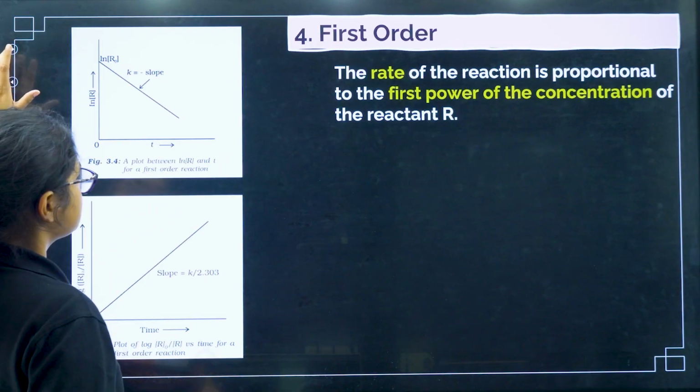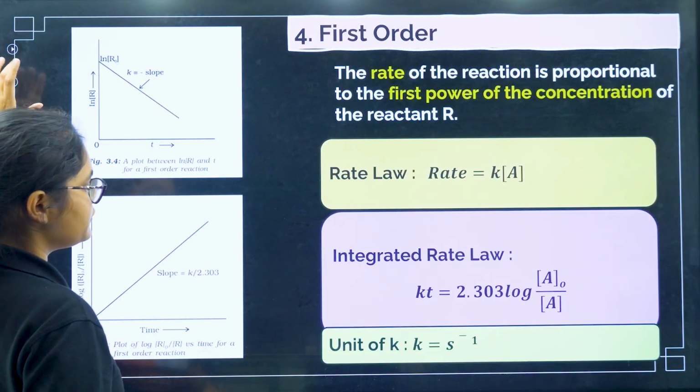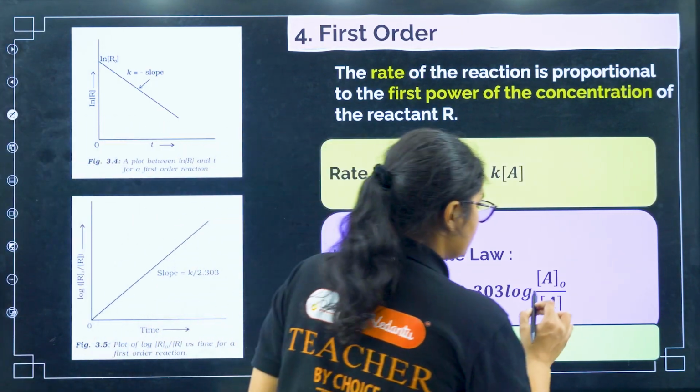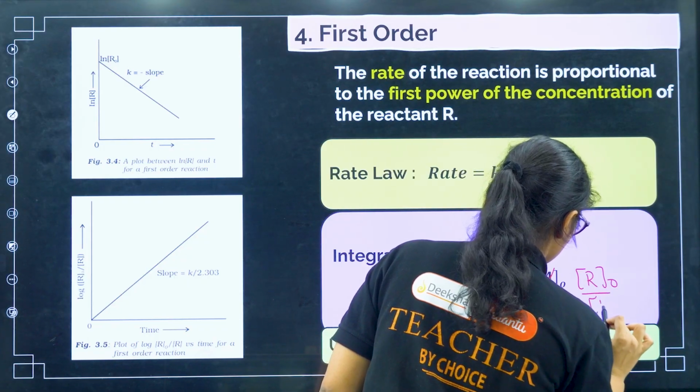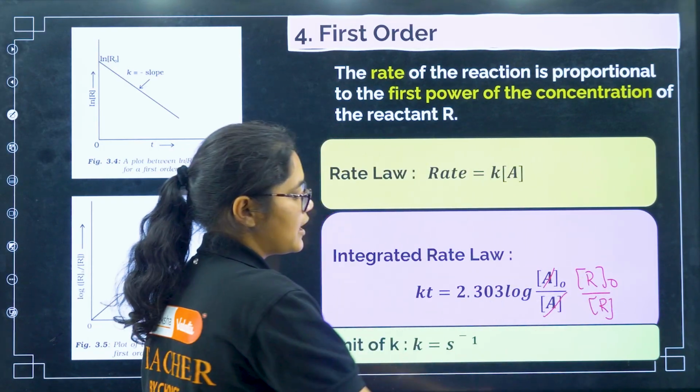Next, for first order, you have the same kind of equation. I want you not to use this letter, please use R naught by R. That is strictly given in the exam guidelines. Please use R naught by R.